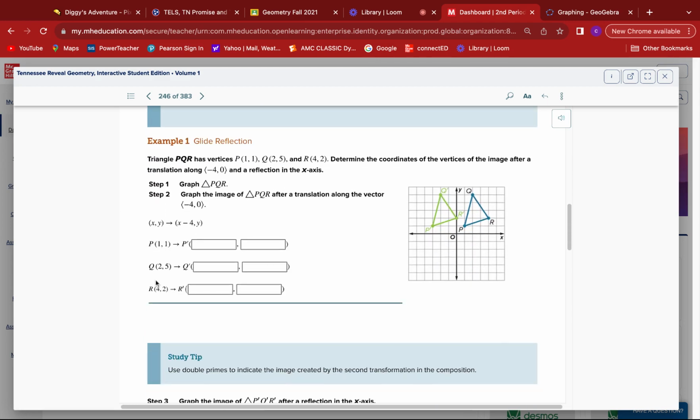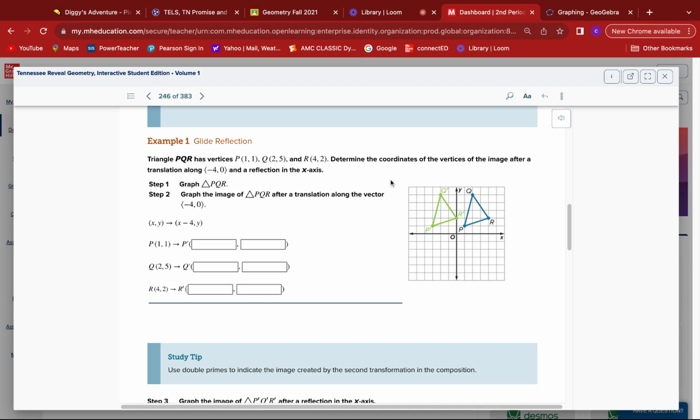Okay, here's an example of glide reflection, which means we're going to do a translation followed by a reflection. All right, so we've got our triangle PQR, and this is it because there are no primes there. There's P, R, and Q. And the vertices: P is right 1, up 1. Q is right 2, up 5. And R is right 4, up 2.